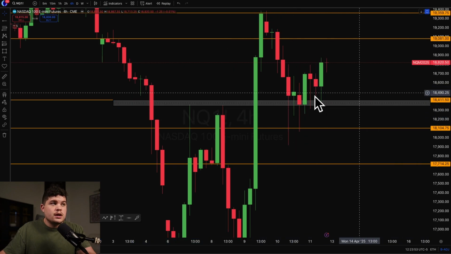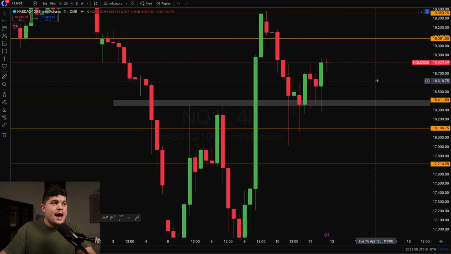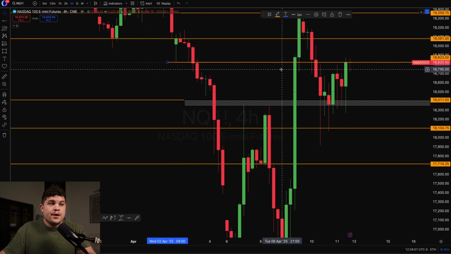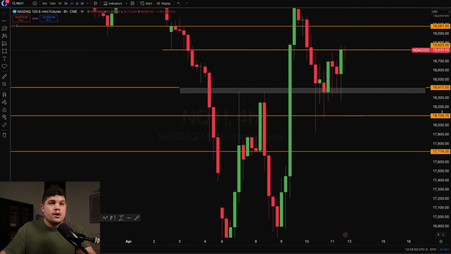You can see that we're wicking and respecting that level quite a bit as well. You can also see our previous levels that are here also. We had an SR flip once again. So we already are at 6 now, and we're continuing on from here.